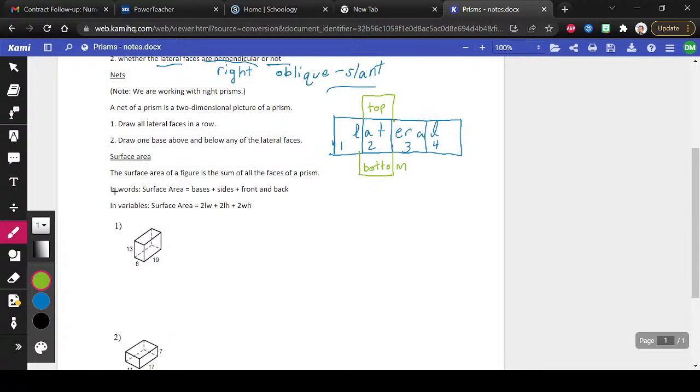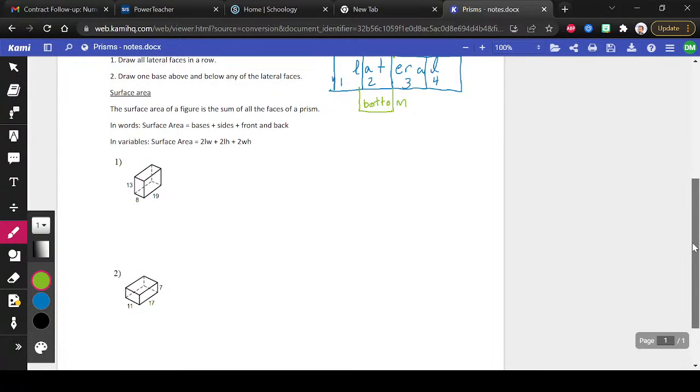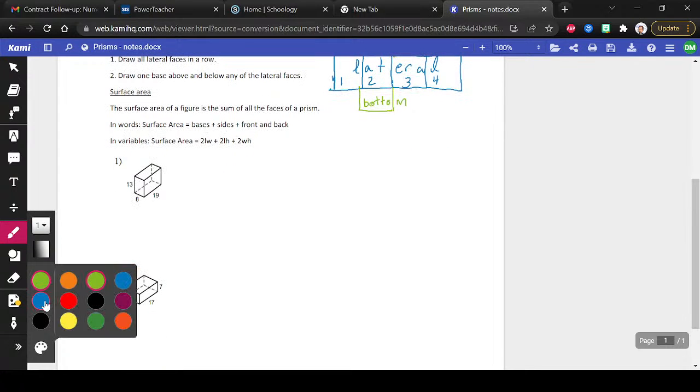In other words, a surface area will equal the area of the bases plus the area of the sides, plus the front and the back. If you were to use variables, you could do 2LW plus 2LH plus 2WH. So most of us are probably not quite yet to that point, so what we'll do is keep this simple and just do a regular net.